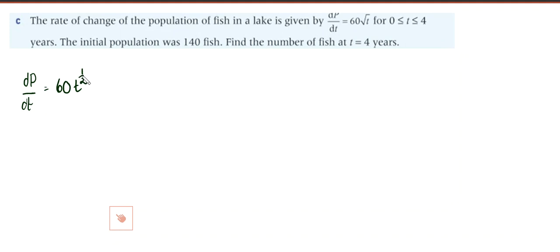All right. What does the initial population was 140 fish tell me? Think of how we've done all the other two. It's 0. Yes, just 0, 140. That's what we get. So when t equals 0, p equals 140. So when it says find the number of fish, that's the population of fish. Well, I need, instead of dp dt, I need p equals.